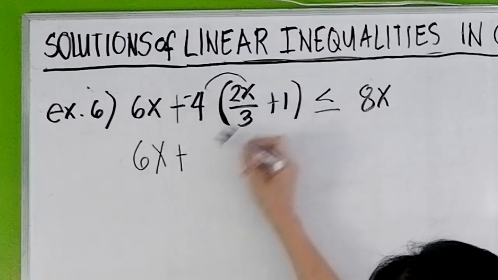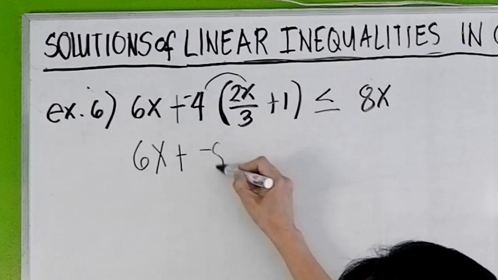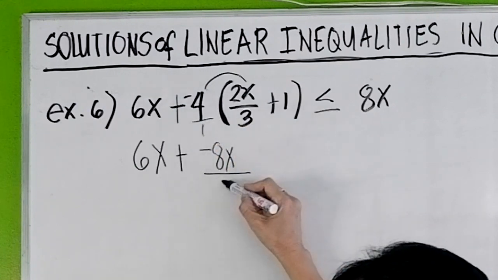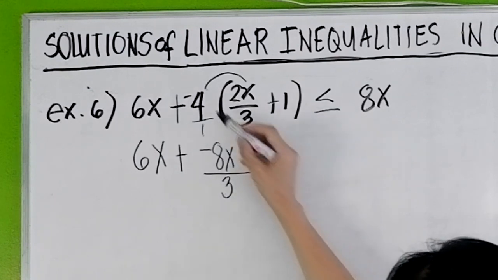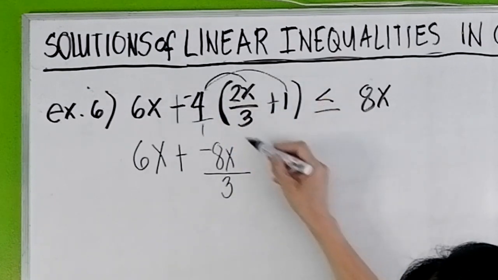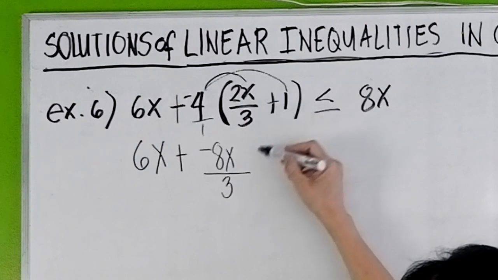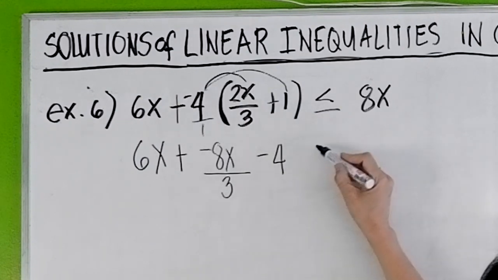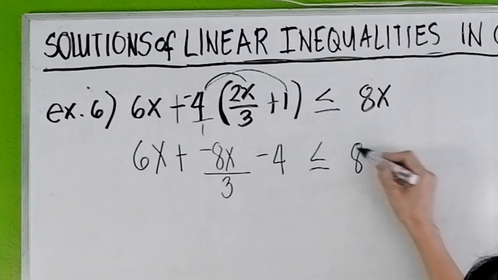Negative 4 times 2x is negative 8x. Over, this is understood to be over 1, so you get over 3. Did you get that? There, negative 4 times positive 1 is negative 4, or plus negative 4 is less than or equal to 8x.